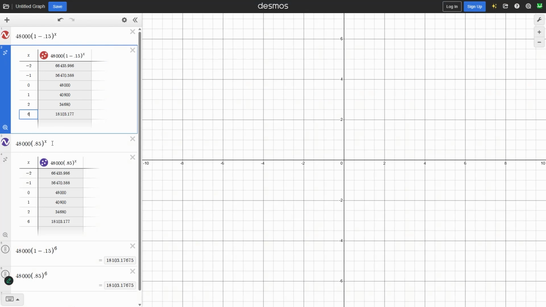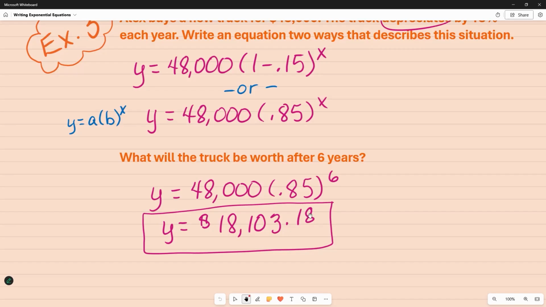Second way, all I did was take 1 minus 0.15. This time you cannot remove the negative sign and put the numbers together because that will give you the incorrect multiplier, or in this case, decay factor. And then I can also take those same equations and just substitute my x value with what number I'm looking for. When I'm looking at my decimals, I only want to go 2 places out. This is what the final value of the truck will be after 6 years.